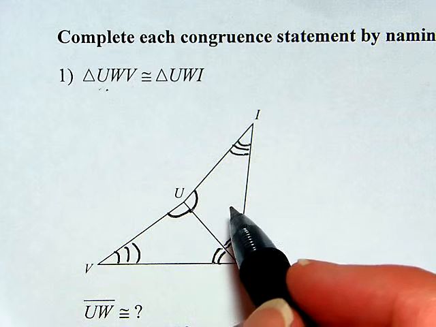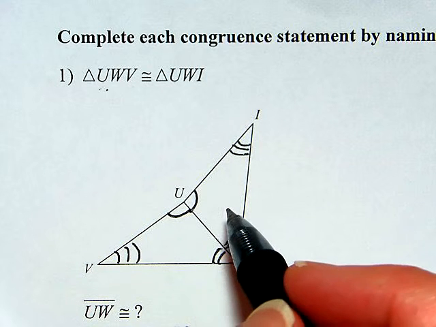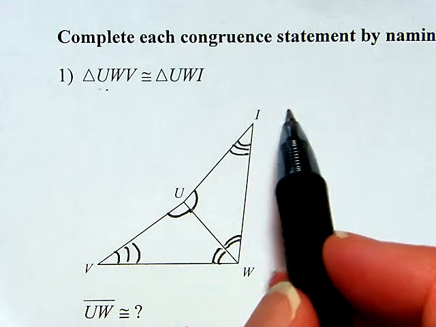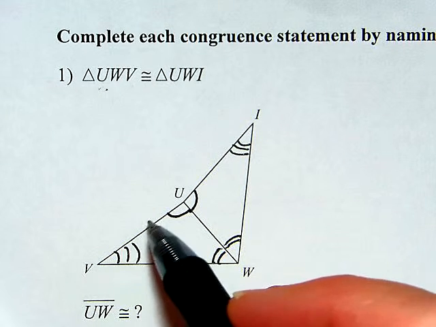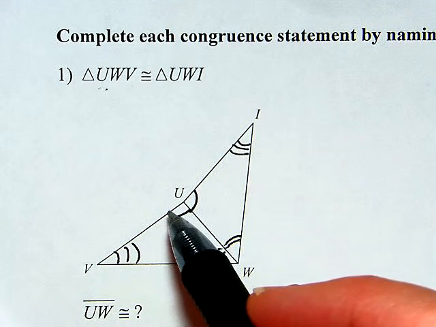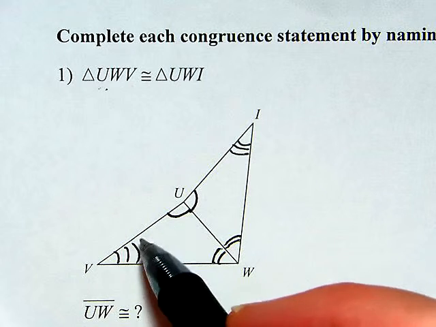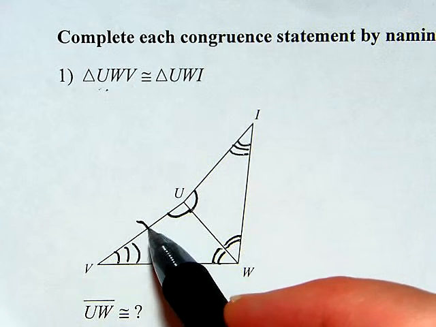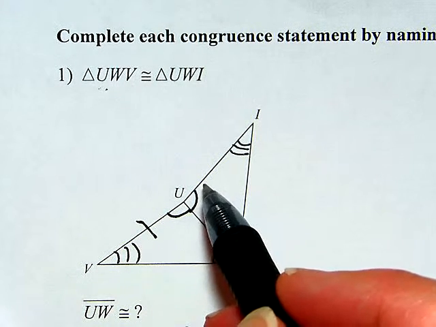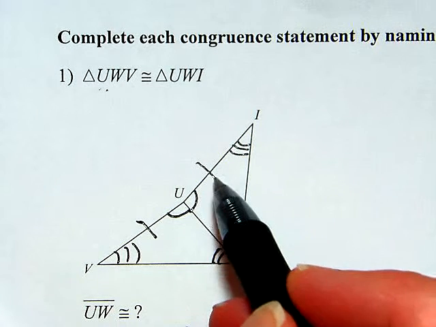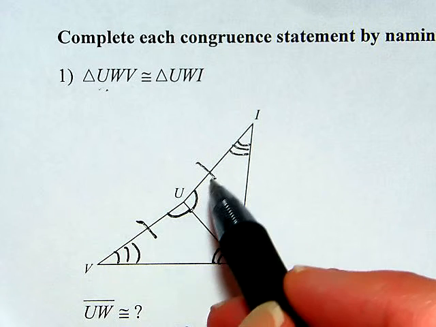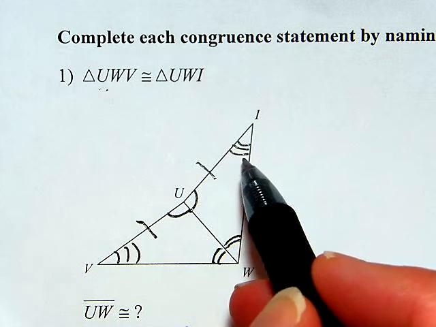Okay, so that gives us a lot of information about the correspondence between these two triangles. But it also tells us something about the sides that correspond. Because if you take a look, the side VU, which is this side over here, lies between the one lined angle and the three lined angle. That would correspond to the side in the other triangle that lies between the same two angles. That would be UI, because it also lies between the one lined angle and the three marked angle.